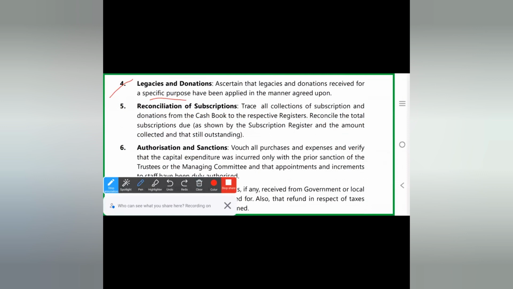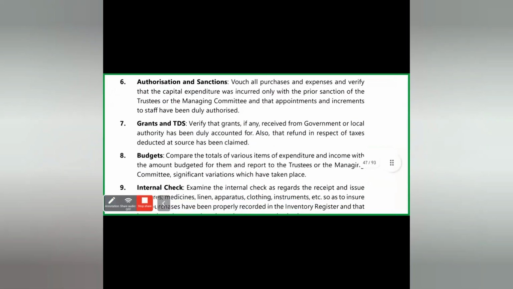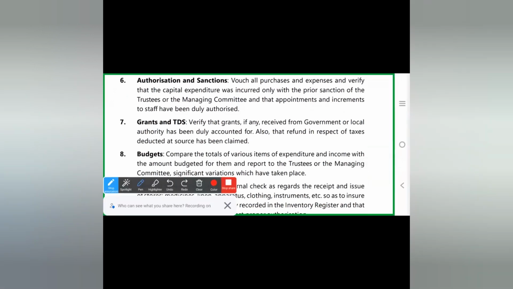Next is reconciliation of subscriptions. So tracing all collections of subscription and donation from cash book to respective registers, reconciling the total subscriptions due by subscription register and the amount that is still outstanding. Authorization and sanction, that is vouching all purchases and expenses and verify that capital expenditure was incurred only with prior sanction of the trustees or managing committee and that appointments and increments to staff have been duly authorized.